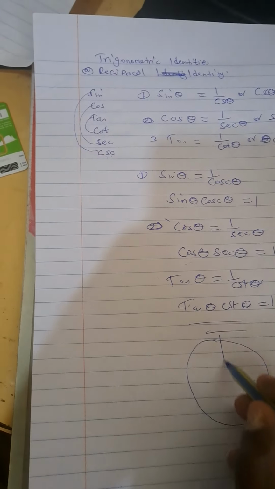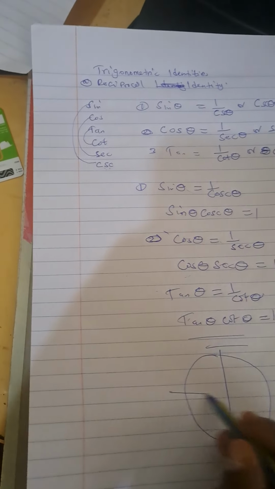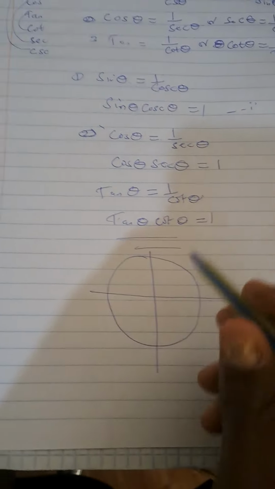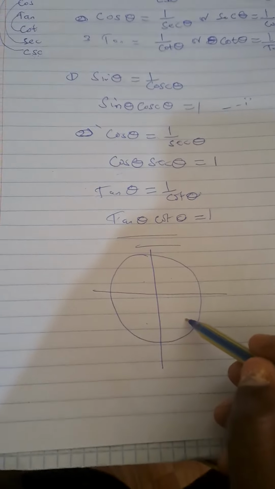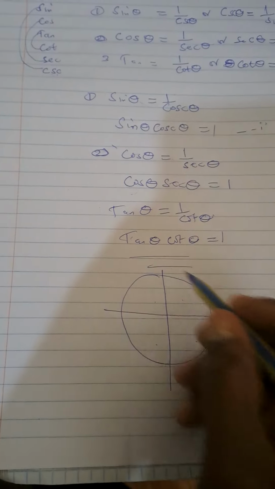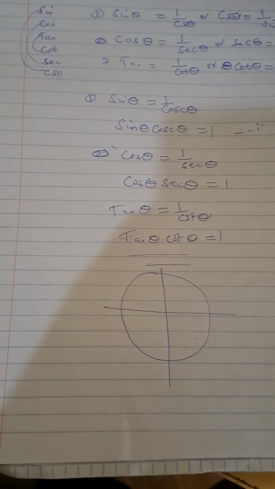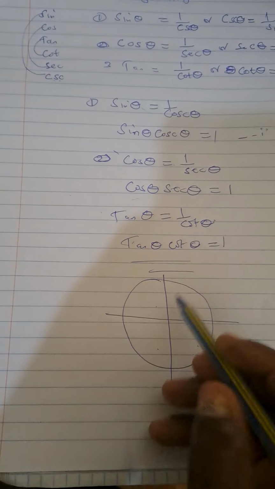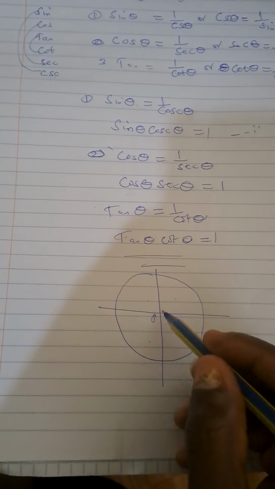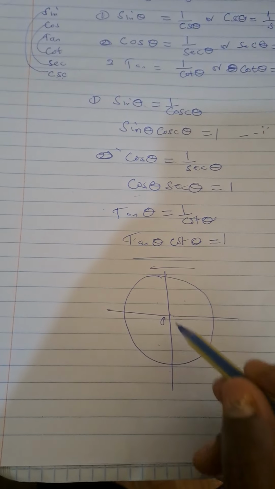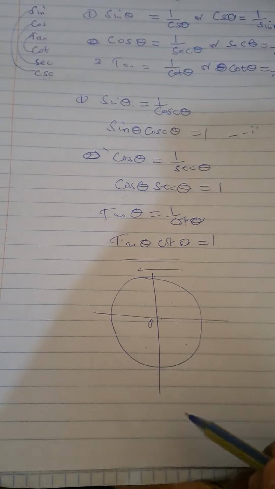The unit circle, we have the y-axis and the x-axis. So if we take any quadrant here, then why is it called unit? Because the radius of a circle is equivalent to 1 unit. The radius of a circle, maybe if here is the center, the radius from here to here is 1, from here to here is 1, from here to here is 1, from there to there is also 1.